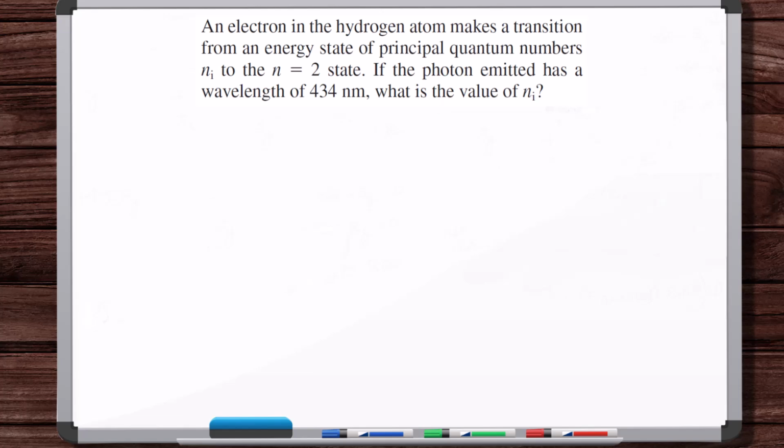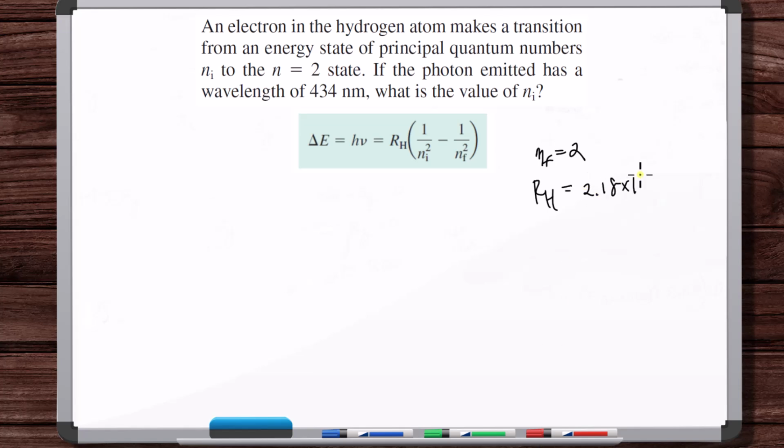All right, so here's that formula. And so it's saying that n_f is going to be 2. Let's see, R sub H is 2.18. Okay, so what's the delta E? This photon has a wavelength of 434 nanometers. So what's the energy of this photon? That's what delta E is. This is what was emitted.